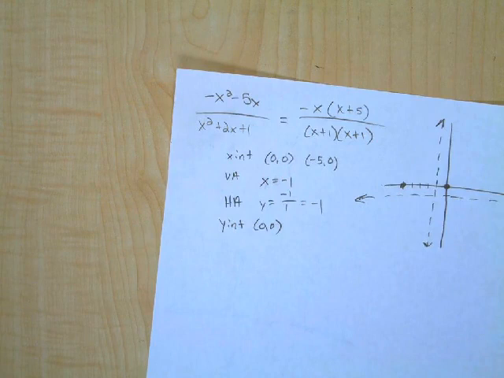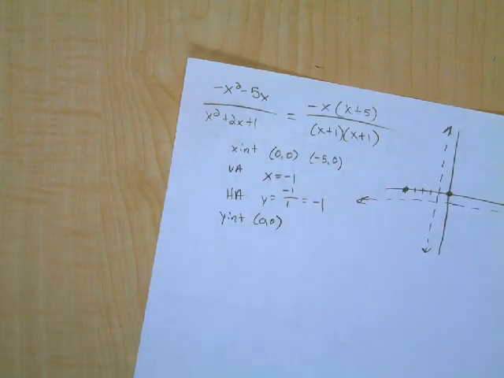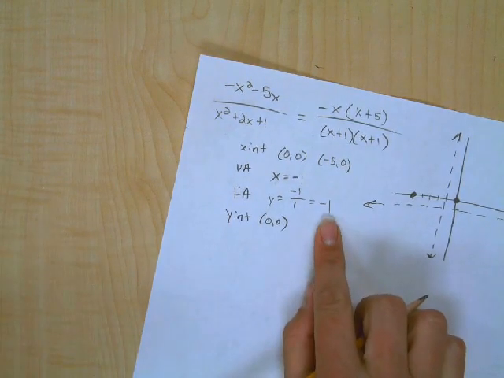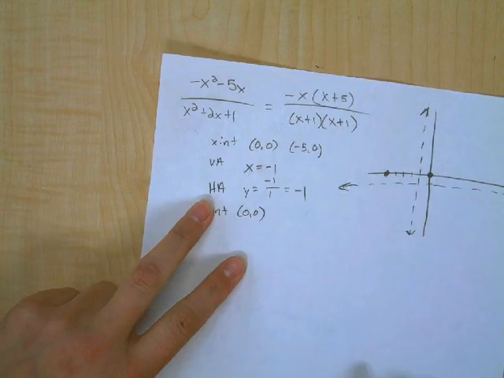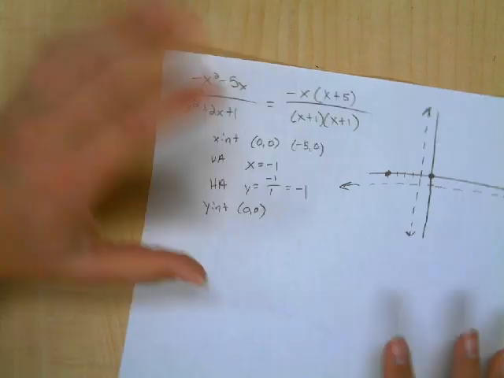Okay, and then the y-intercept is already there at (0, 0). So the only other thing we need to know is whether or not this is going to cross our asymptote, right? So we need to know if it's going to cross our horizontal asymptote. So I take my equation and set it equal to it to see if it's ever going to touch it, right?